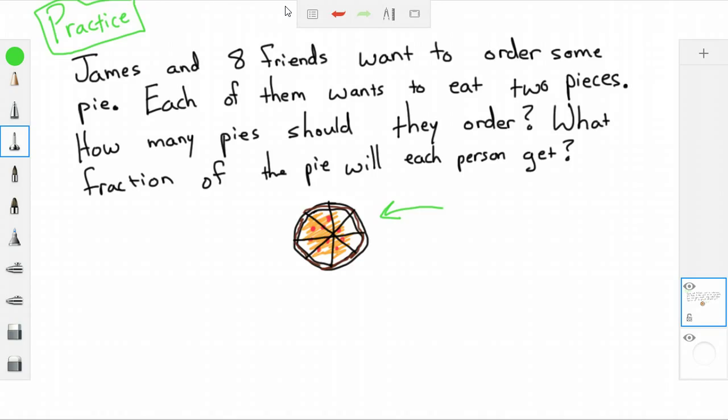If you're getting stuck, go ahead and rewind the video and rewatch the first part to see how I solved these types of problems. If you're ready, go ahead and pause the video now and use your paper and pencil to try to solve it. And when you're ready to move on, go ahead and come back and push play.